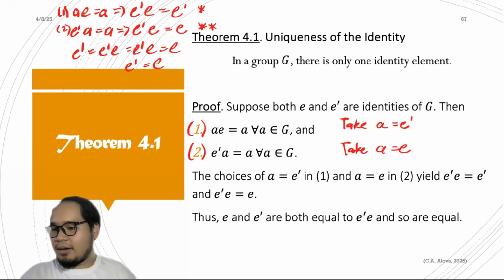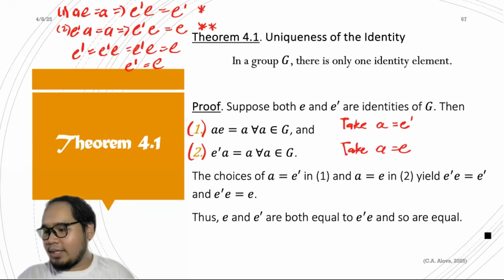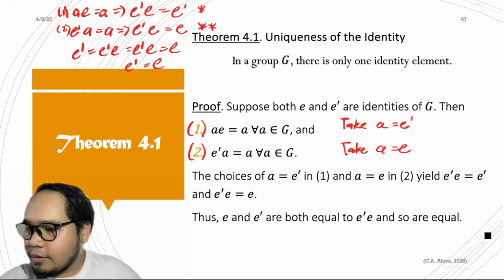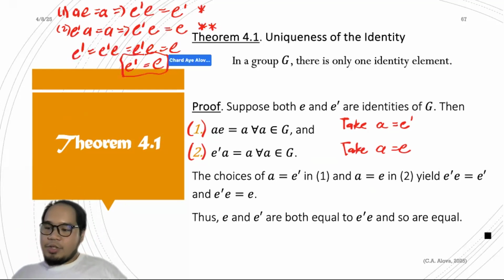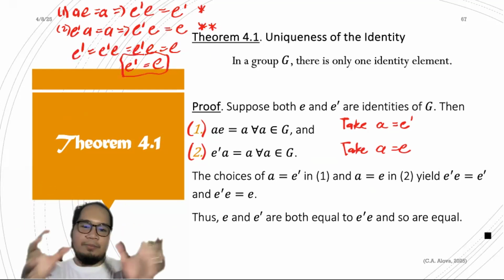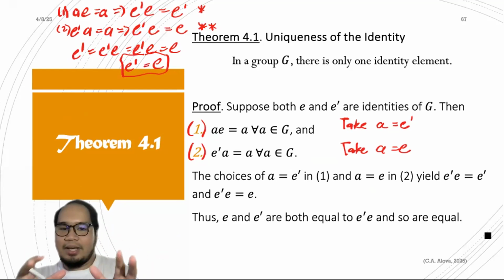And that's the argument for this proof for theorem 4.1, showing that E prime and E are equal by that argument. Hence, there cannot exist two identities in a certain group, but there should only be one identity that is E. Okay, so I hope you got that argument right there.